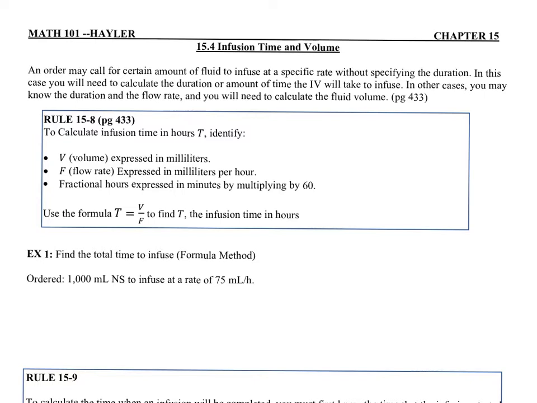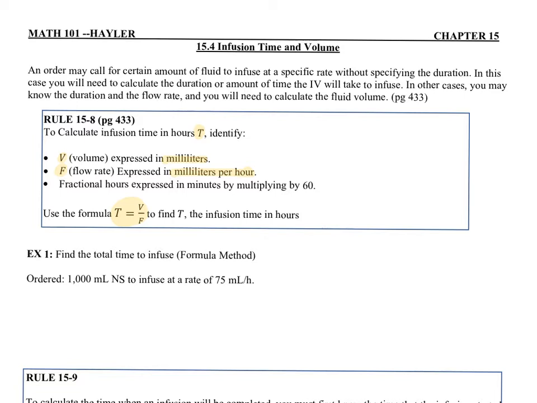volume. So for the first row, to calculate infusion time in hours T, so note this is capital T, you need to identify the following: the volume, expressed in milliliters, so important it needs to be in that specific unit. If it's not, you may need to convert it. F, flow rate, expressed in milliliters per hour. Once again, these are the units you need. If they're not in those units, you would need to convert. Any fractional hours expressed in minutes by multiplying by 60. And use this formula to find T, the infusion time in hours.